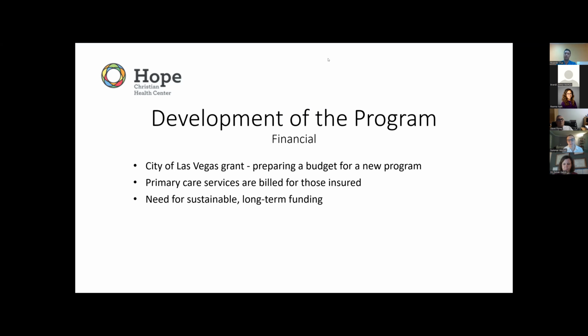Our grant from the City of Las Vegas is a reimbursement grant. So that means that sometimes it can put some cash flow constraints on it, just based on the amount of reimbursement that we have monthly. And so that also has something to consider when it comes to the grant.